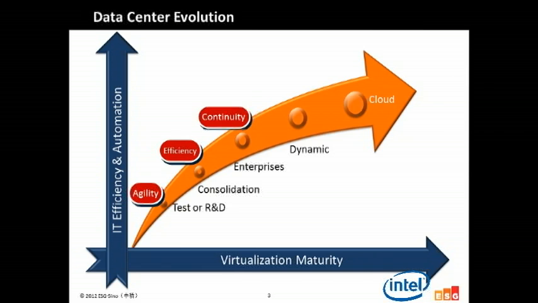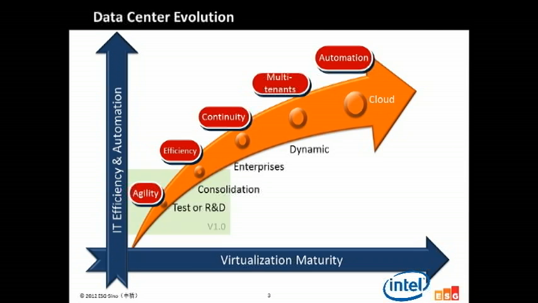Server virtualization evolution typically has 3 phases. Phase 1 concentrates on how to reduce cost. A typical environment deploys server virtualization in test and R&D environments. Phase 2 concentrates on how to leverage server virtualization to increase IT responsiveness, or agility, to the business.